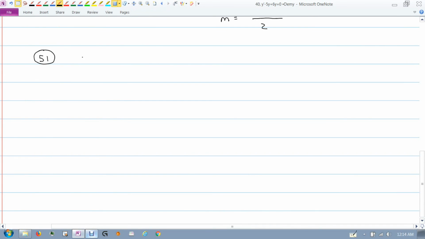51, okay, so it says, show that y sub 1 equals x squared, and y sub 2 equals x cubed, are solutions to x squared y double prime minus 4x y prime plus 6y equals 0. Okay, so let's show that first. These are 2 different solutions, so we have to show each one. So let's start with the first one. y sub 1 equals x squared.